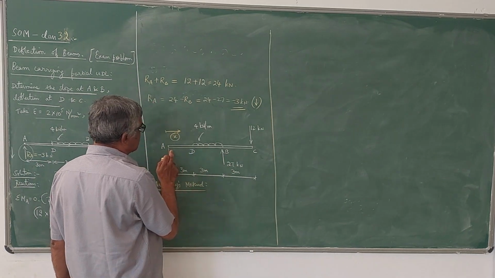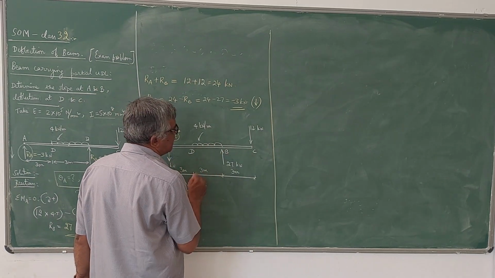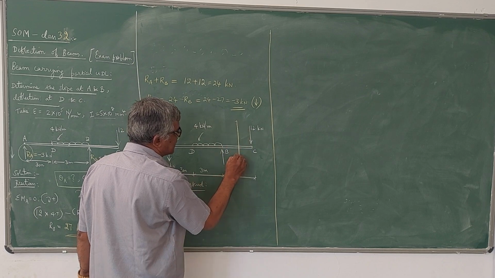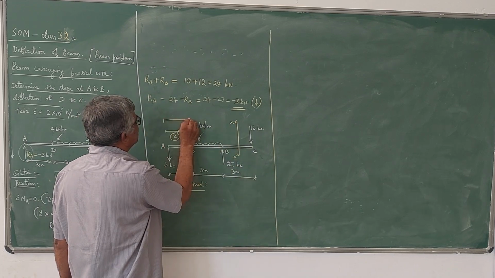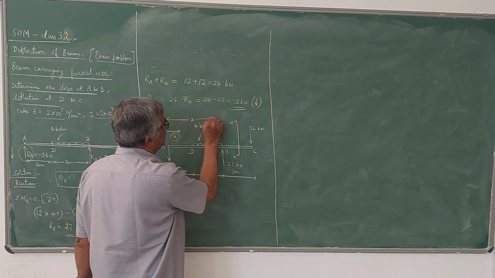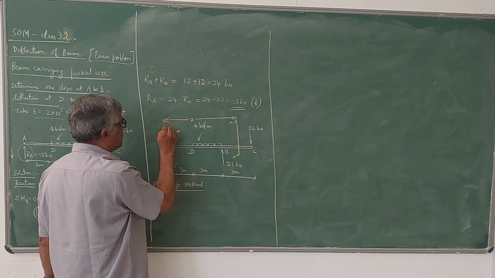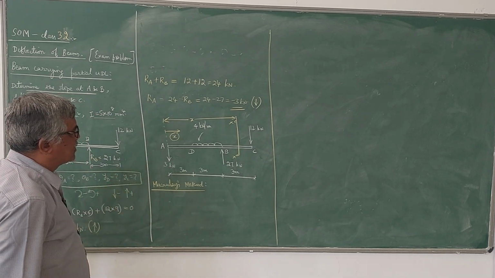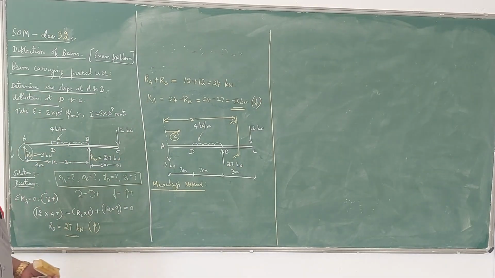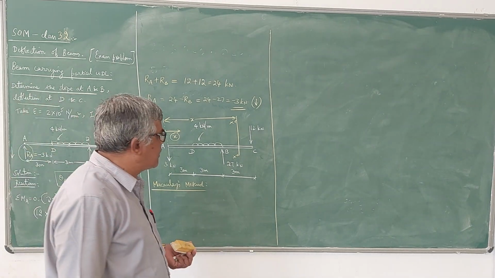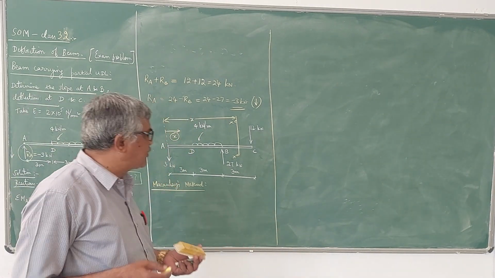There are 3 portions here, AD, DB and BC. So I will consider a section XX in the portion BC at a distance X from the left hand, that is from the end A. So this is X. Now we have to write the bending moment expression at X, and it has to be equal to EI d square y over dx square by the deflection equation.